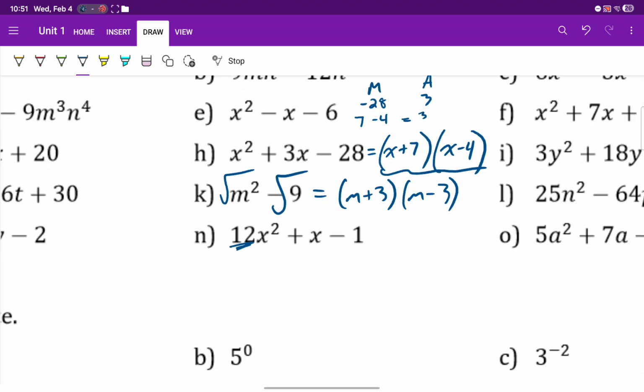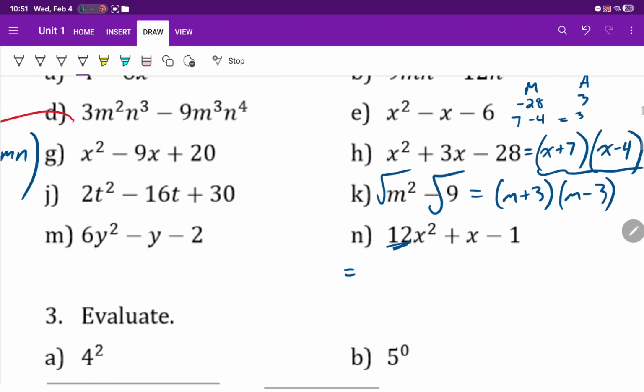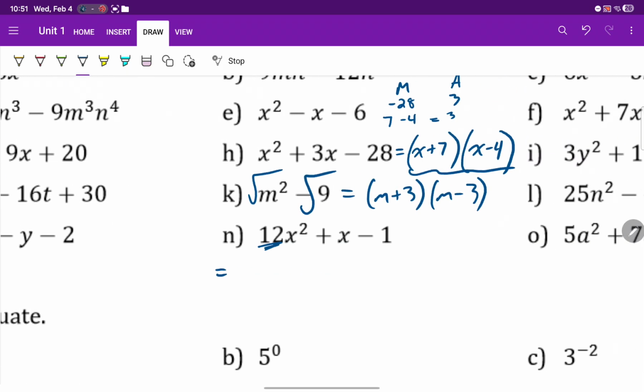In this complex trinomial, I'm going to use decomposition. This is my preferred method, and if you have a different preferred method, you can use whichever method you want. So typically what I do here is I take that 12, I multiply it by the -1. So I'm looking for two numbers that multiply to -12 and add to our middle term, which is just +1.